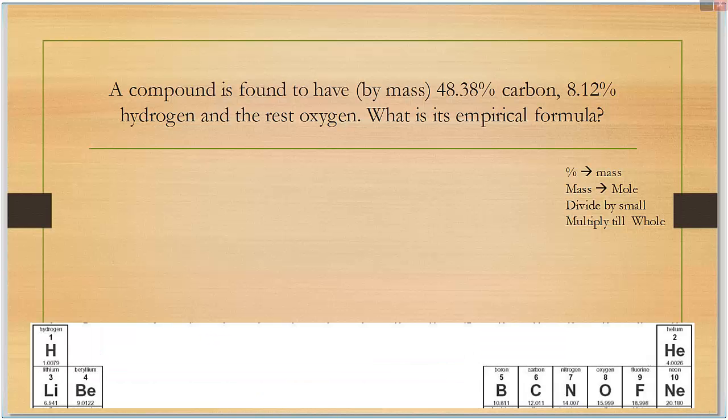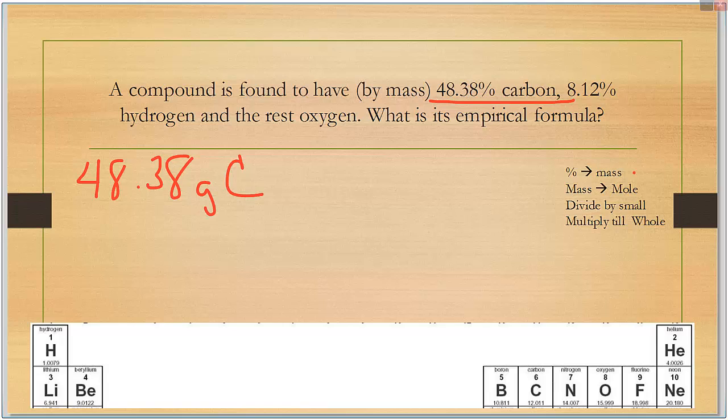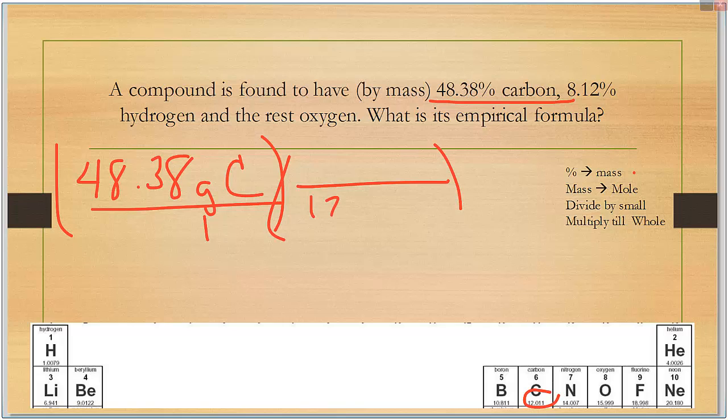Let's try another one. A compound is found to have a percentage by mass of 48.38% carbon. That means 48.38 grams of carbon, because we're assuming there's 100 grams here. That gives us percent to mass. Mass to mole, we look at carbon, 12.0. That comes out to be 4.03.